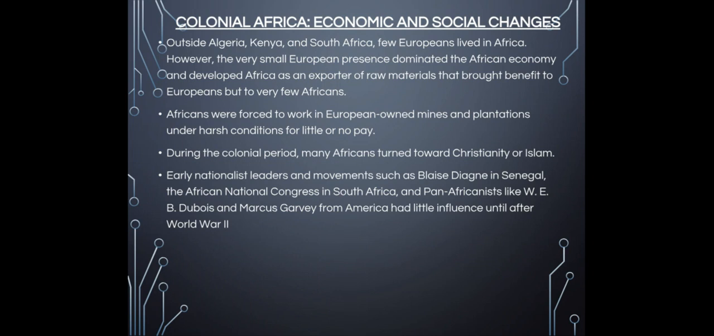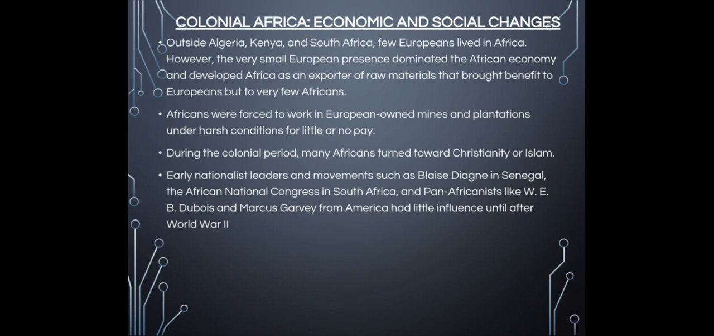You see a number of movements beginning, especially in Nigeria. And anti-colonial feelings were highest where Europeans had actually settled and stayed. The Great Depression caused widespread economic disruption in Africa and Southeast Asia. During the colonial period, many Africans turned toward Christianity or Islam. Missionaries had introduced Christianity, except in Ethiopia, where it was indigenous, and Islam spread through the influence of African traders.